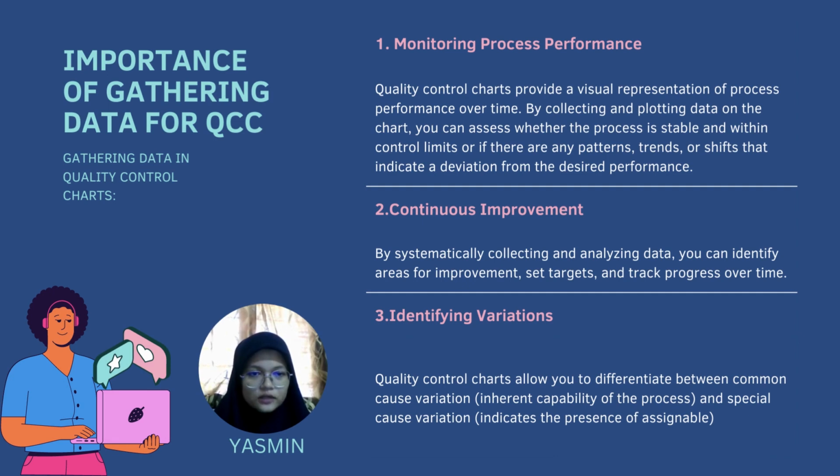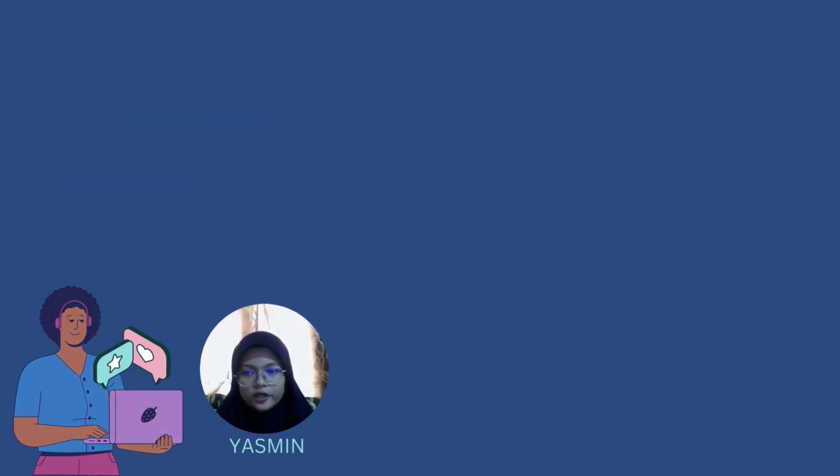Why is gathering data for quality control charts important? First is monitoring process performance. By collecting and plotting data on the chart, you can assess whether the process is stable and within control limits. Next is continuous improvement. By systematically collecting and analyzing data, you can identify areas for improvement, set targets, and track progress over time. Lastly is identifying variation. We need to differentiate between common cause variation and special cause variation.